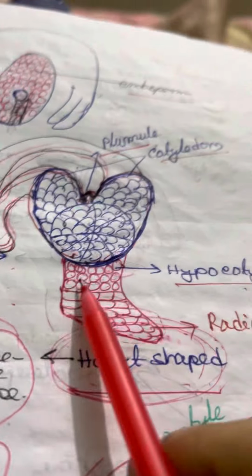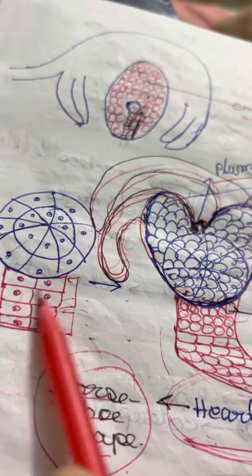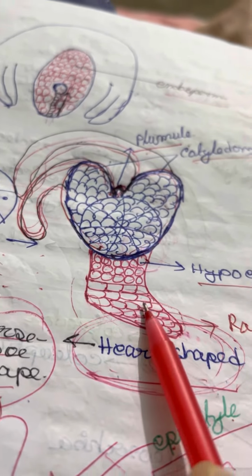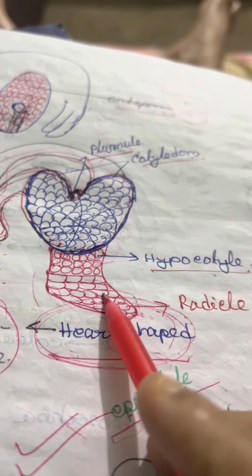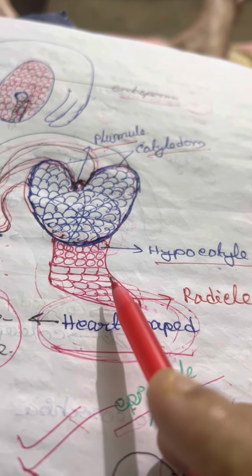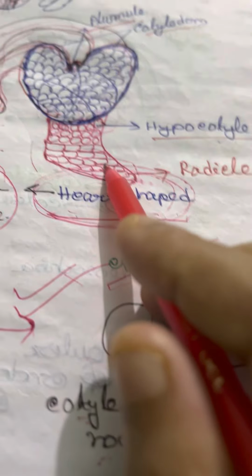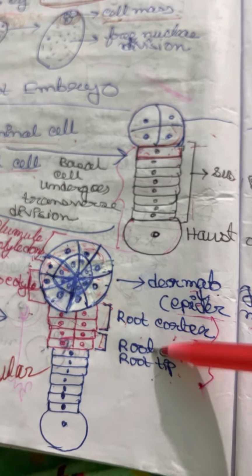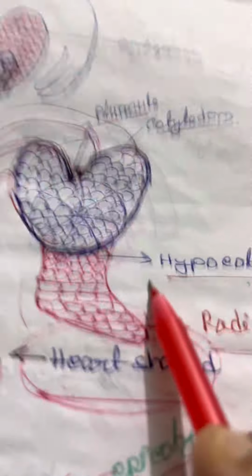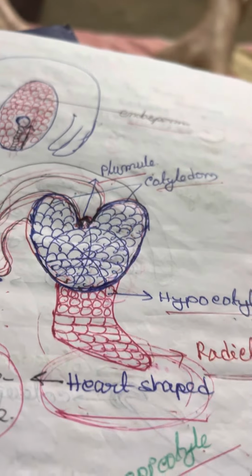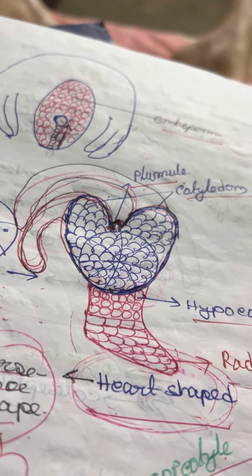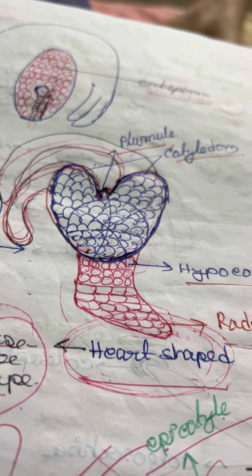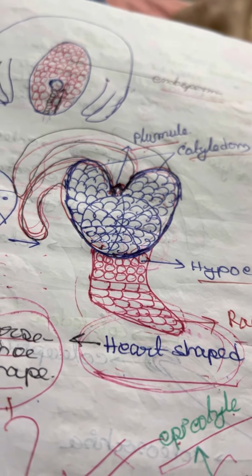So from here the upper cells will again divide like this, and the lower cells will again divide and form a mass of cells. The lower cells, which give rise to the root cap and the root tip, together are called the radicle, and the root cortex will give rise to the hypocotyl. Now you can ask me, ma'am, what is the hypocotyl? I can't understand the shape. Okay, I will tell you what is the hypocotyl and what is the epicotyl, later.